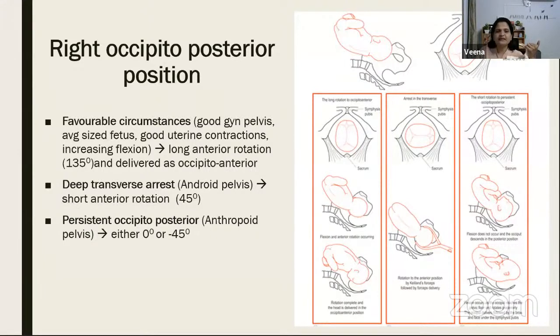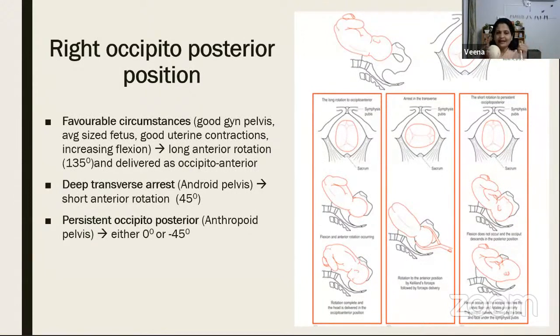But here, in persistent occipital posterior, if there is no mechanical problem, the head will descend down to +2, but the position is going to be occipital posterior only. It won't have any internal rotation because it is deflexed, presenting a larger diameter. So you will have to use vacuum, and the flexion point is just in front of the posterior fontanelle. Imagine you apply the vacuum more towards the posterior fontanelle; when you pull it, the head will go into flexion. You'll be flexing the head and pulling the head down also. So that is how we apply the vacuum and deliver the head in persistent occipital posterior. If it has come down to +2, please remember, no instrument if it has not come down to +2.